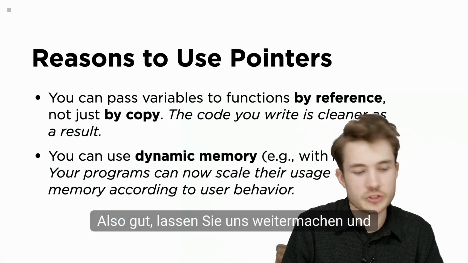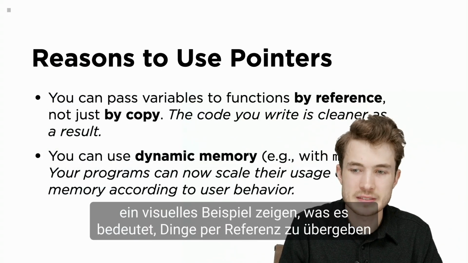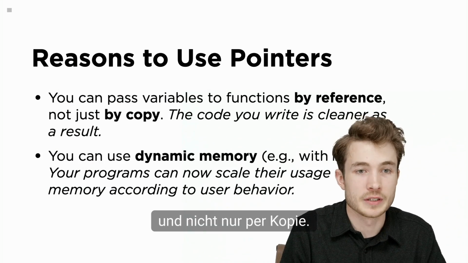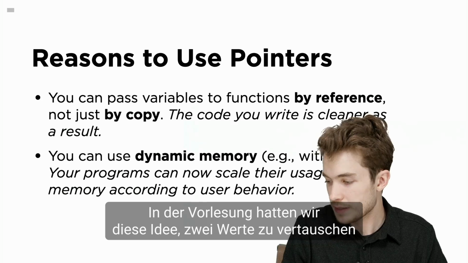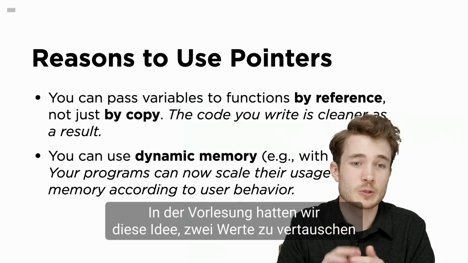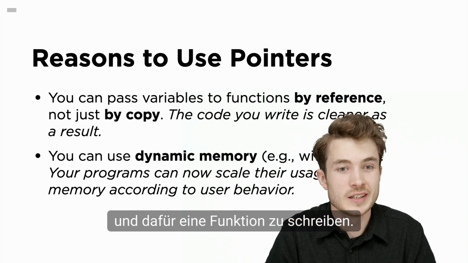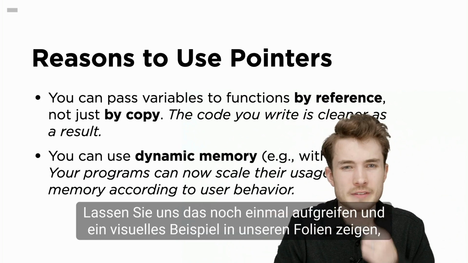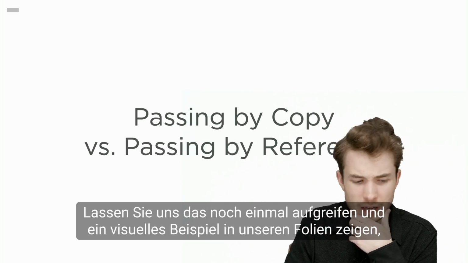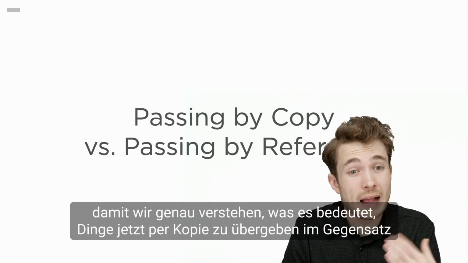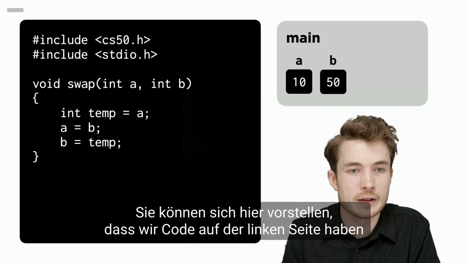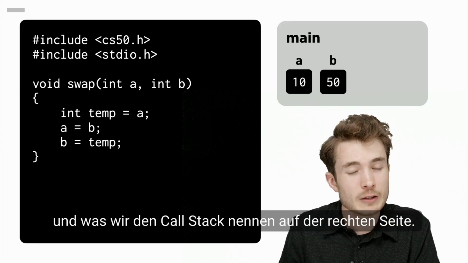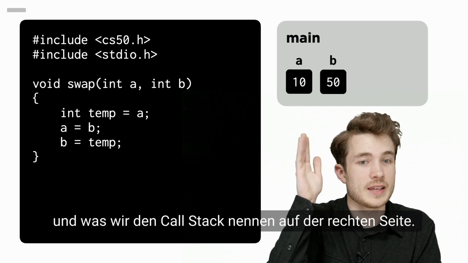Let's keep going here and show a bit of a visual example of what it means now to pass things by reference and not just by copy. So we saw in lecture, we had this idea of trying to swap two values around and trying to write a function to do that. So let's revisit that and get a visual example here in our slides so we understand exactly what it means now to pass things by copy as opposed to passing things by reference. So you could imagine here we have some code on the left-hand side and what we call our call stack on the right-hand side here.